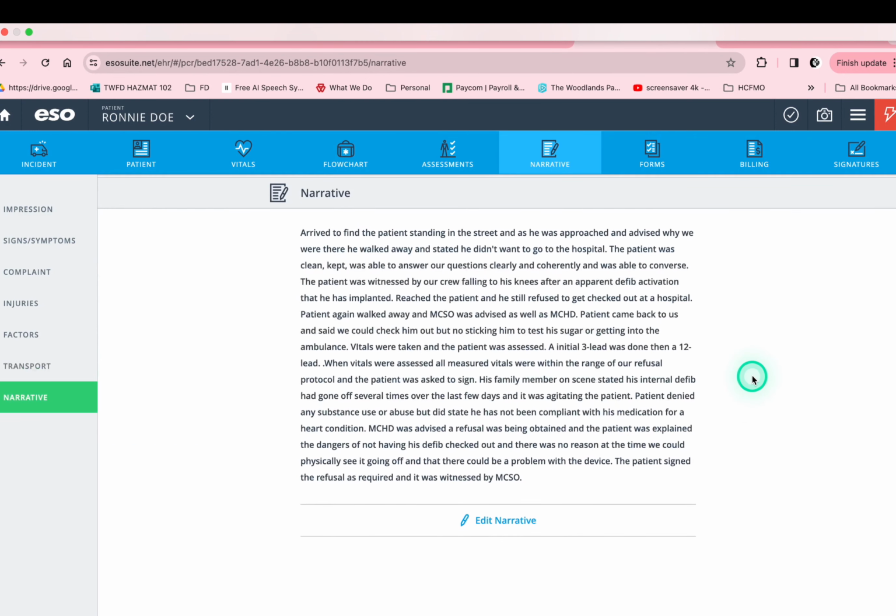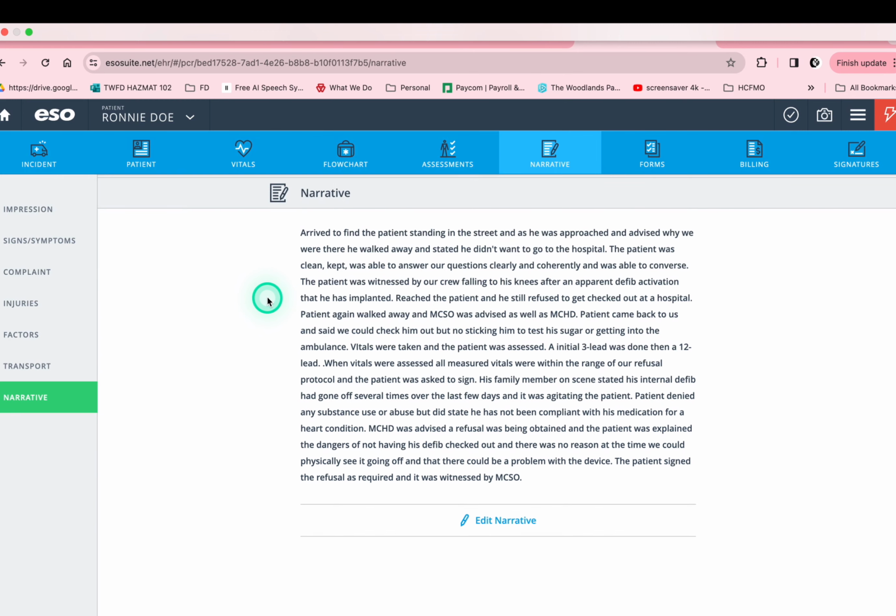So my narrative, very brief and to the point, but I made sure that it correlated to what I put within my flow chart and what I put within my vitals and assessment, right? So arrived to find the patient standing in the street as he was approached. Again, we can read this. I'm not going to read this verbatim. You can see it here on screen. If you want to pause it and read it, that's fine. If you just don't even care what I wrote for my narrative, that's fine.